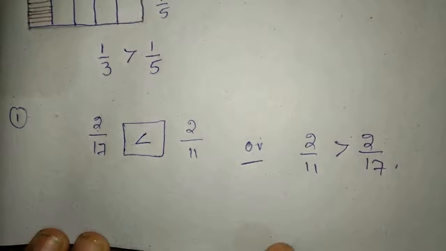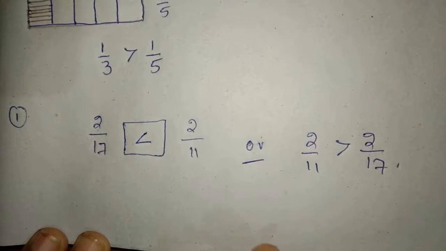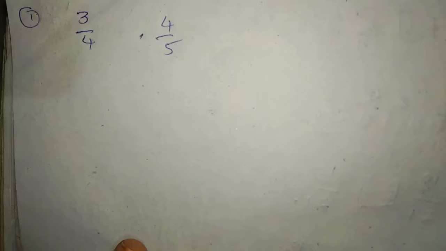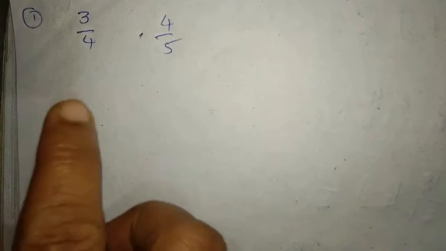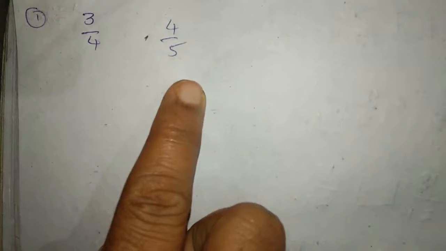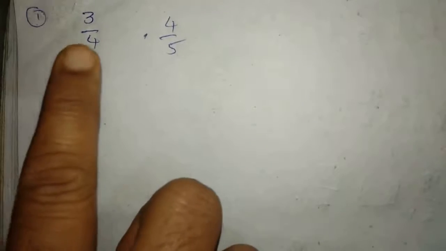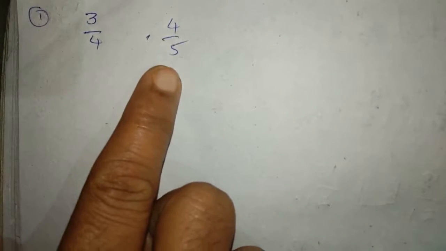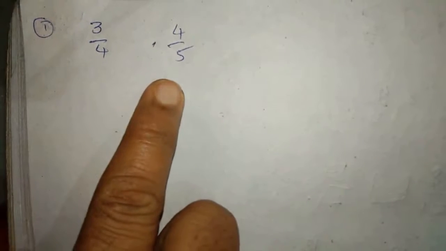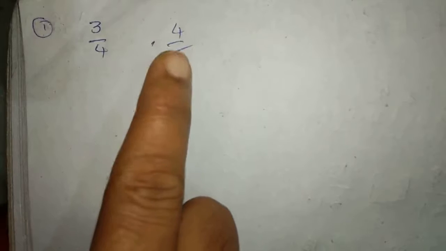Now we should learn how to compare unlike fractions with different numerators. For example, 3 by 4 and 4 by 5. Here the denominators are not equal and the numerators are also not equal. So this is the case of unlike fractions with different numerators and different denominators. Now let us compare these two fractions. First let us write the equivalent fractions of 3 by 4 and 4 by 5.